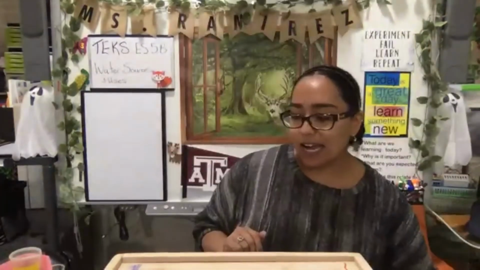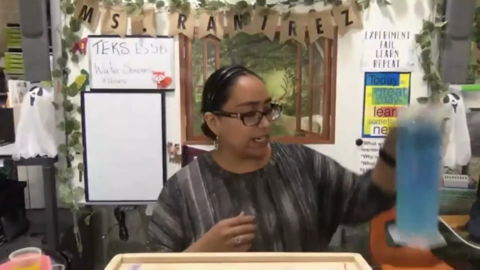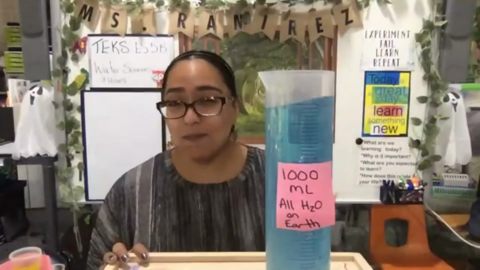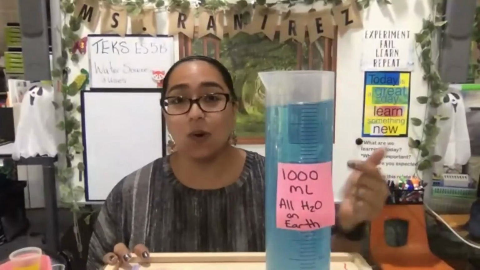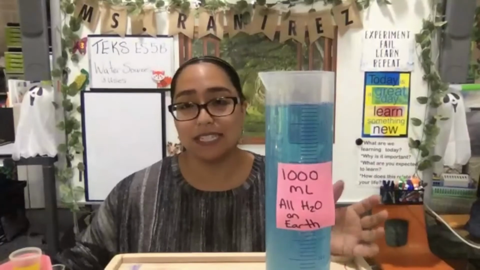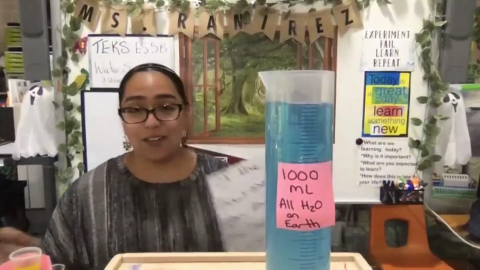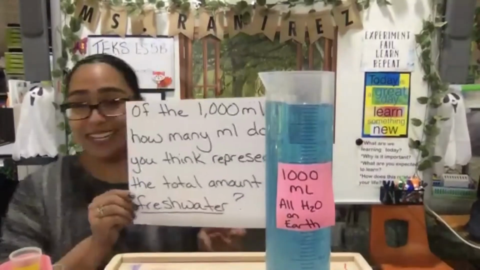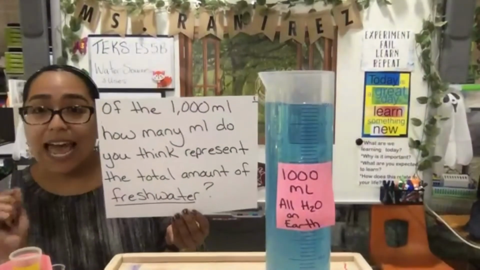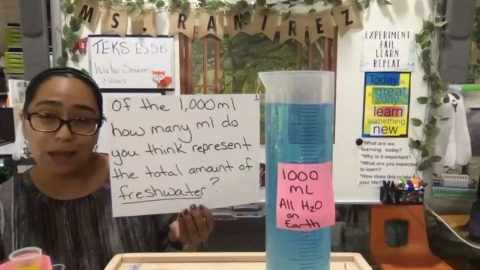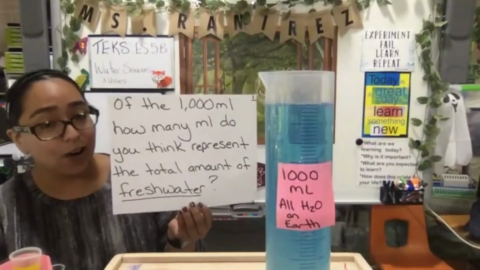So what we're going to do is just a quick little demonstration just to see where our water is coming from. So what I have here is a big graduated cylinder. It's 1,000 milliliters. And we're going to say that this 1,000 milliliters represents all of the water on planet Earth. Now, I'm going to have you guys guess, of this 1,000 milliliters, how many milliliters do you think would represent the total amount of fresh water on Earth?